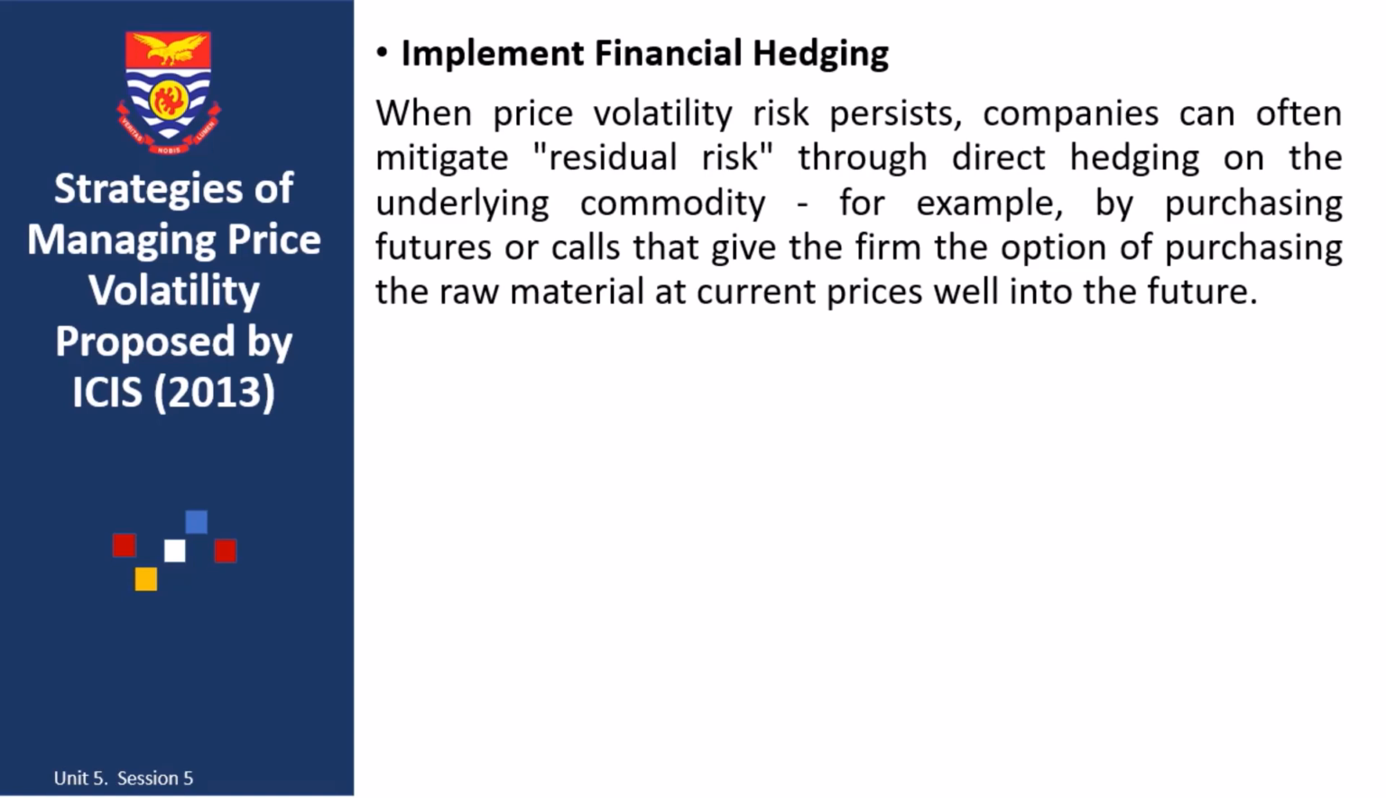When price volatility risk persists, companies can often mitigate residual risk through direct hedging on the underlying commodities. For example, by purchasing futures or calls that give the firm the option of purchasing the raw material at a current price well into the future.